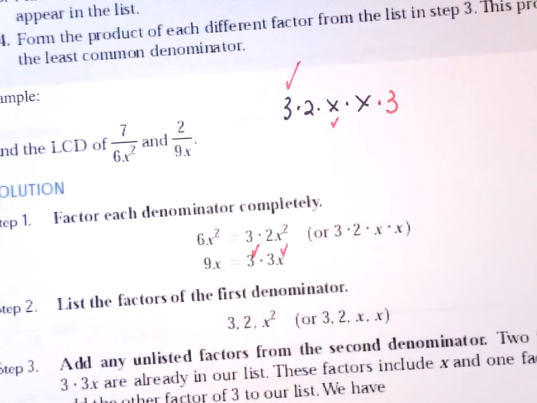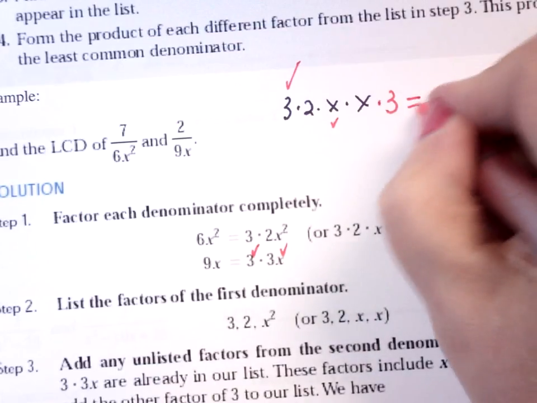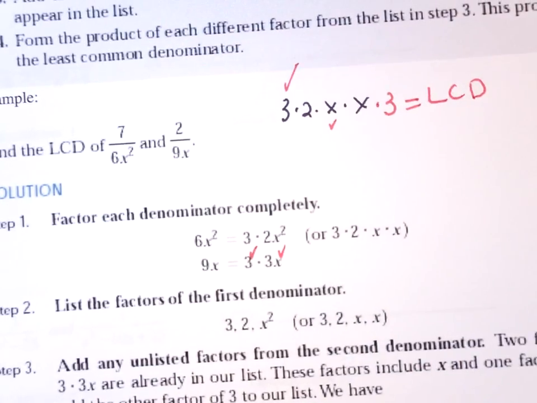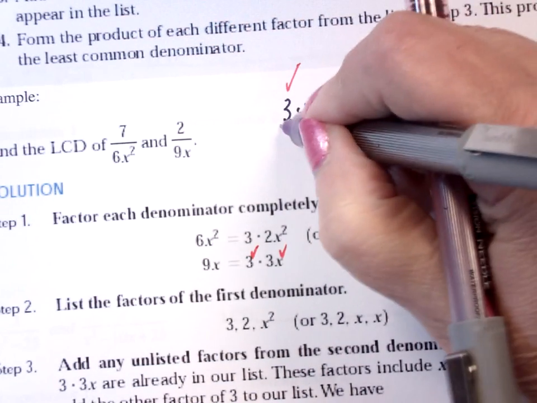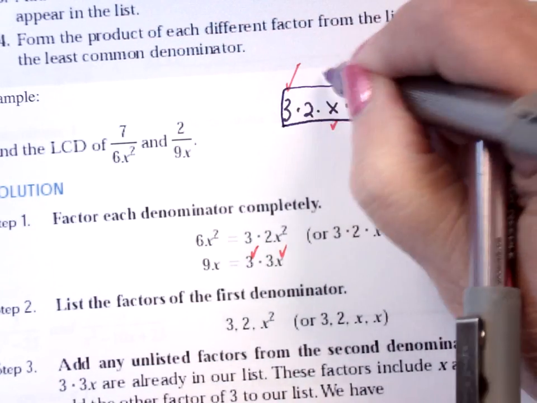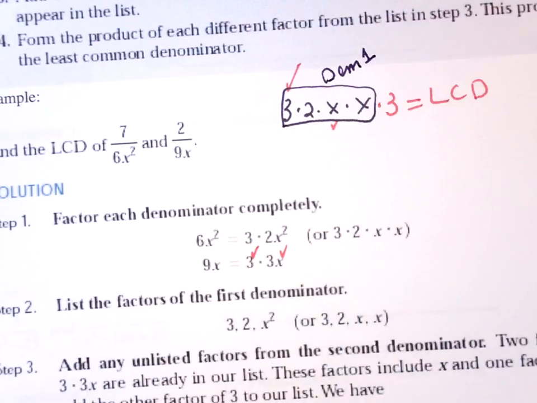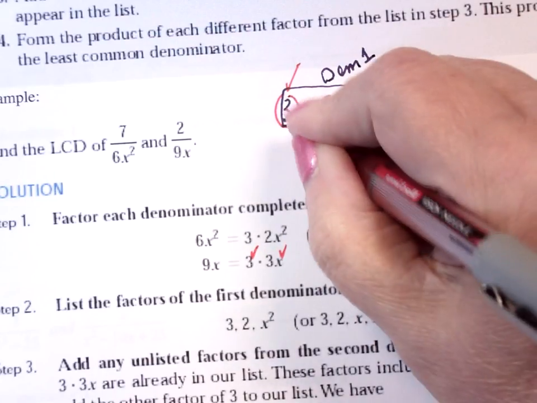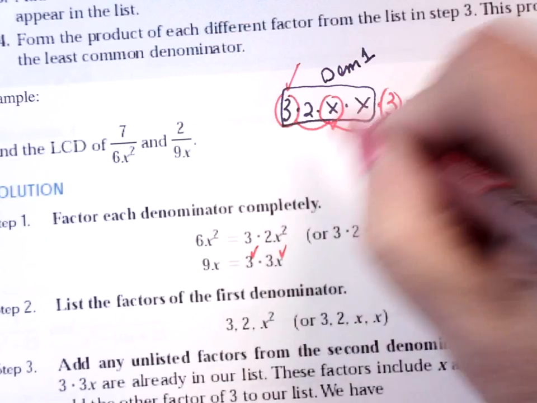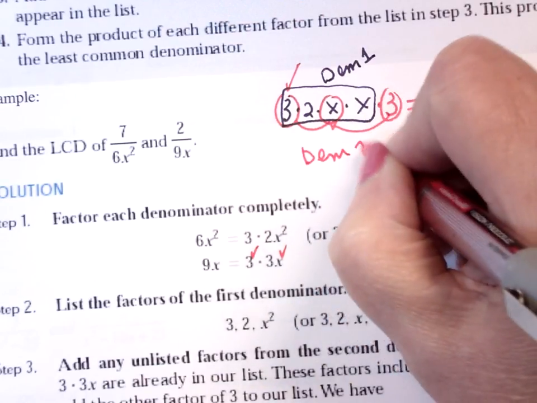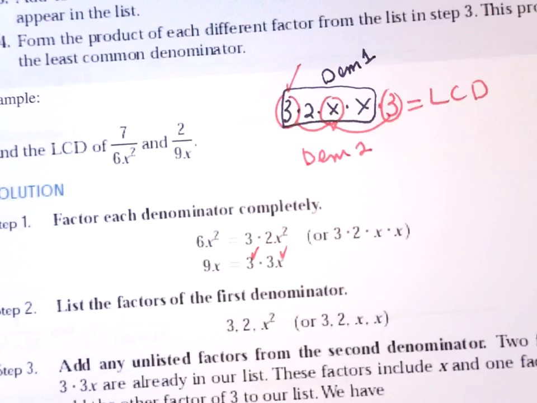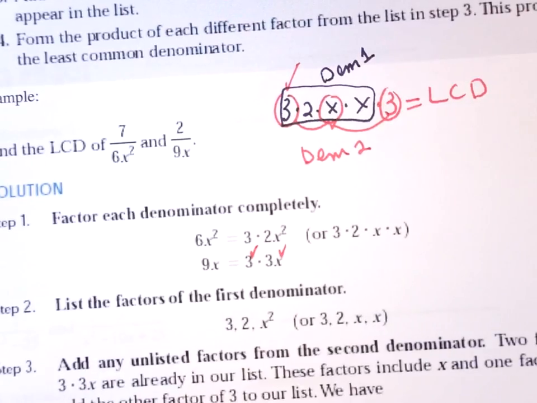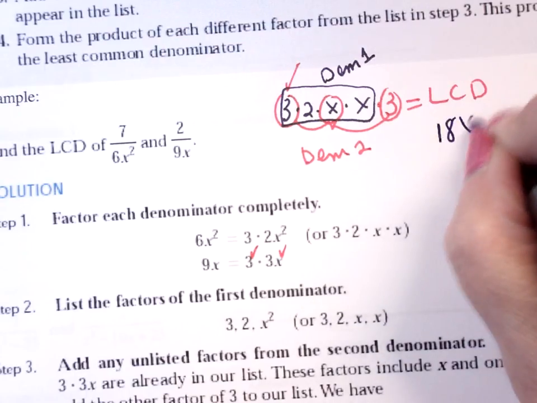So if I take a look at this guy right here, that's your LCD, you will find both of these denominators there. There's denominator 1. Then if I pull a 3, an x, and a 3, what I've circled in red, that's denominator 2. Are both there? Yes. That is the smallest such one that will work. And then if you multiply it out, 9 times 2 is 18. The LCD is 18x squared.